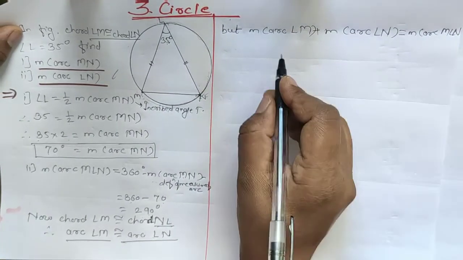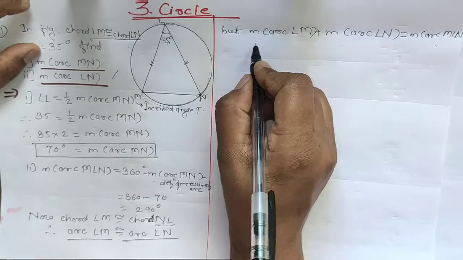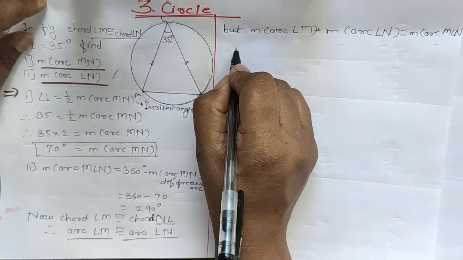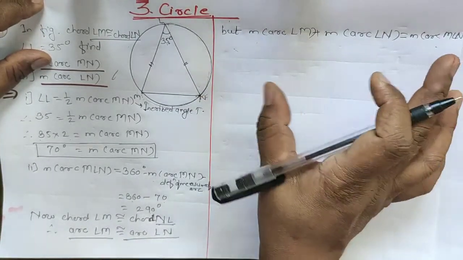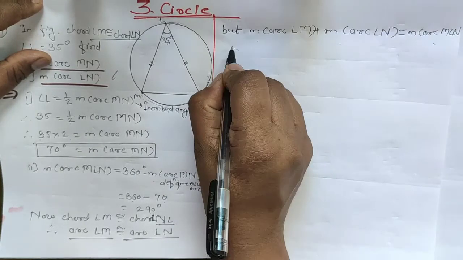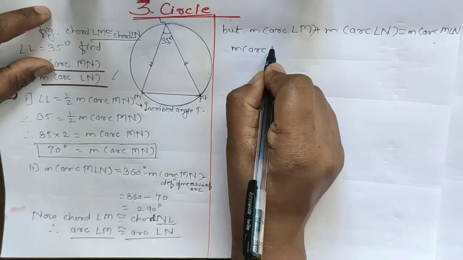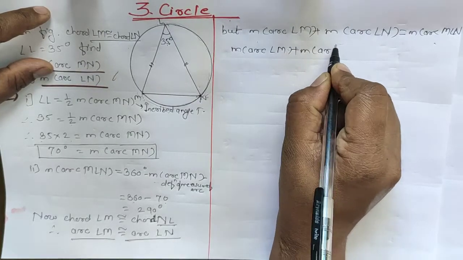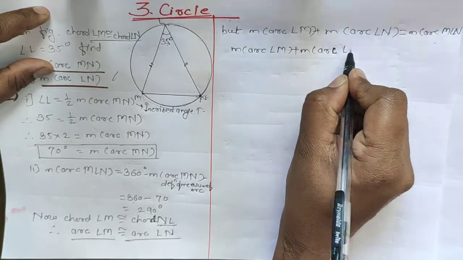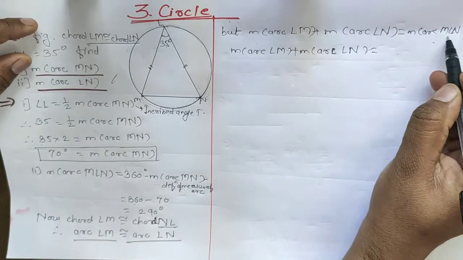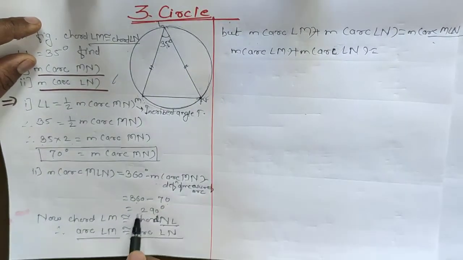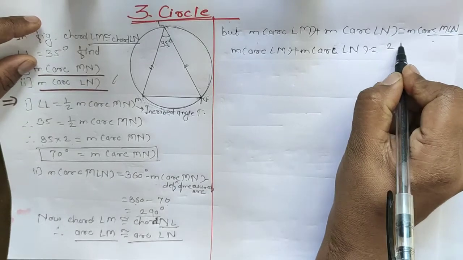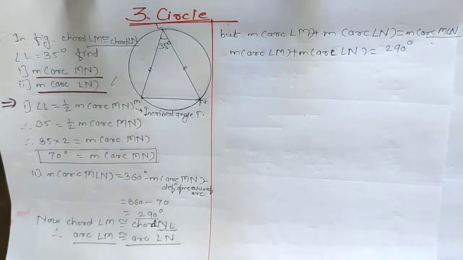Okay, now these two arcs measure is equal to this. So first of all we will write here, we can replace the LM with the LN and LN with the MN. So what we will get here? Measure of arc LM plus measure of arc LN is equal to this measure of MLN. How much do we find here? 290 degrees.